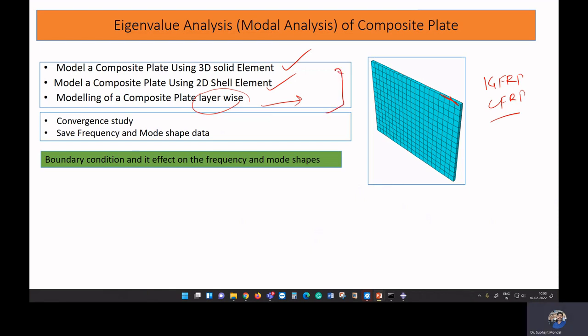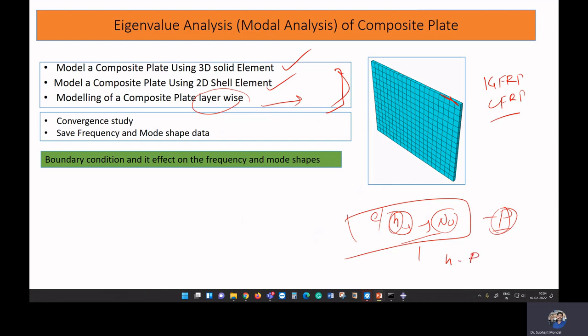Once we model it, we should know what the convergence is. That means how we can achieve a converged result, and how many elements we should use to get an acceptable result. Once we decide that this element we will use and this many elements we will use, or otherwise the size of the element, basically it means what type of element we are using, whether linear element or quadratic element, and how many elements we want to use.